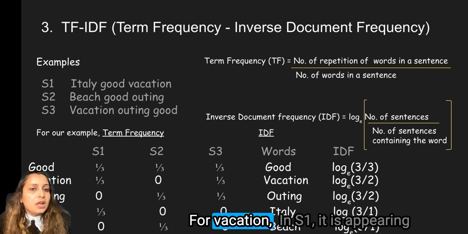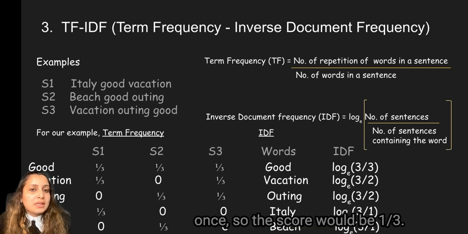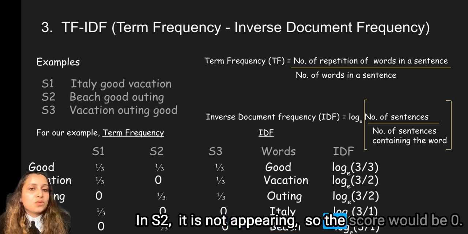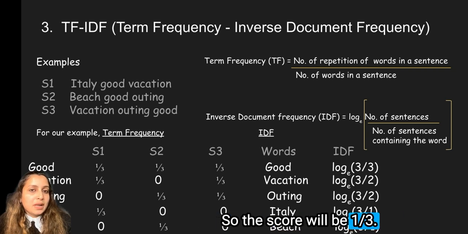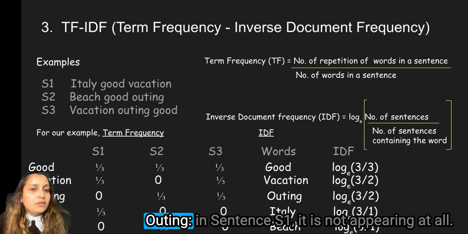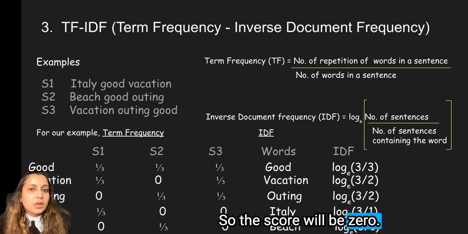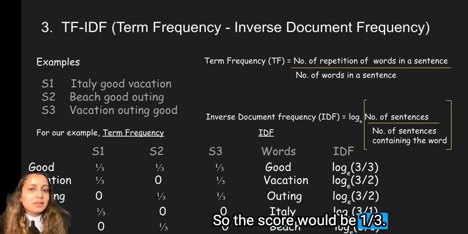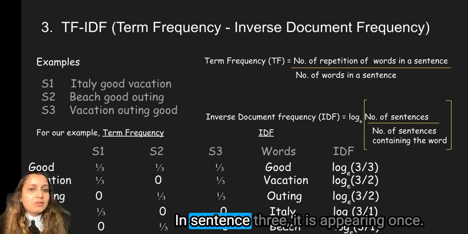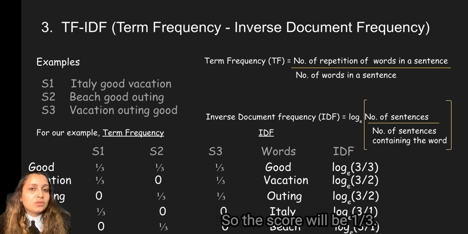For vacation, in S1 it is appearing once, so the score would be 1 by 3. In S2 it is not appearing, so the score would be 0. In S3 it is appearing once and the total number of words is 3, so the score would be 1 by 3. Outing, in sentence 1 it is not appearing at all, so the score would be 0. In sentence 2, it is appearing once, so the score would be 1 by 3. In sentence 3, it is appearing once, so the score would be 1 by 3.